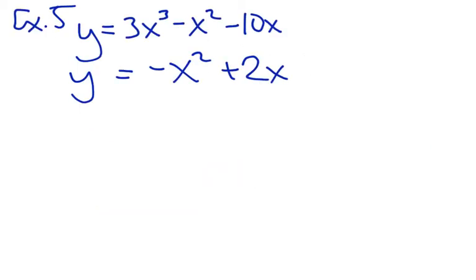Example 5. Find the area bounded between the two curves, y equals 3x cubed minus x squared minus 10x, and y is equal to negative x squared plus 2x. So take out a calculator. You need to take a look at this region here, because this one is going to be a little different. So go take a look and figure out what's going on.